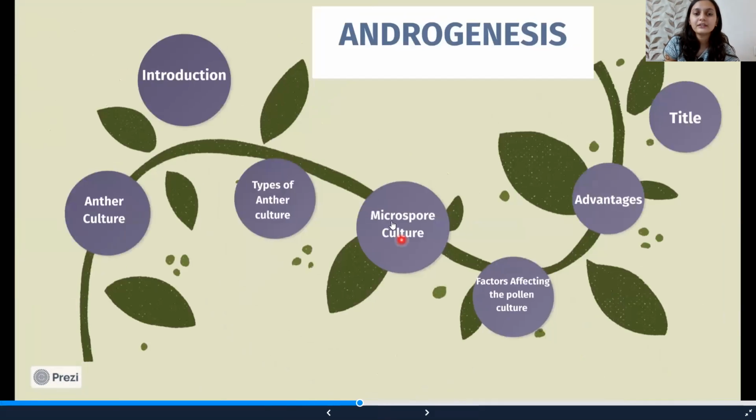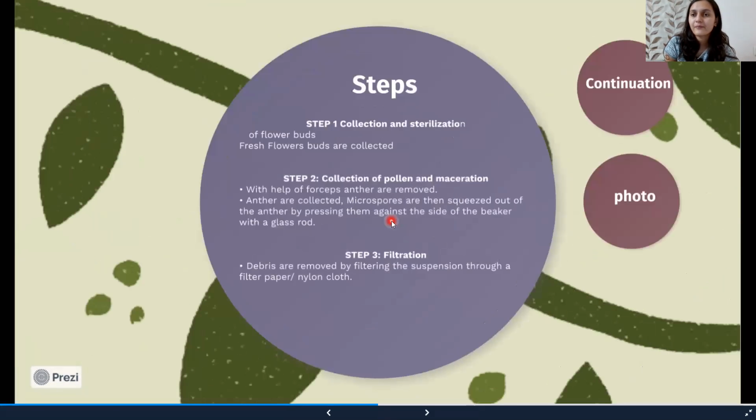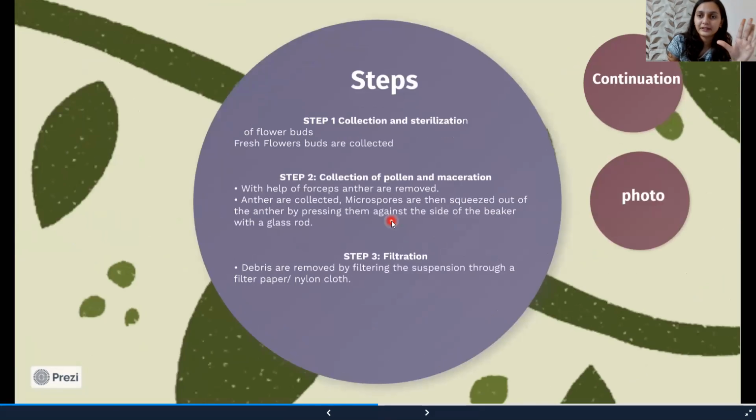Now we will look at the microspore culture, which is culture of pollen grains. So in this also, the pollen grains are taken and then they are kept on a nutrient media, but it has a slightly different procedure than the anther culture because the size of the pollen grains is very minute.